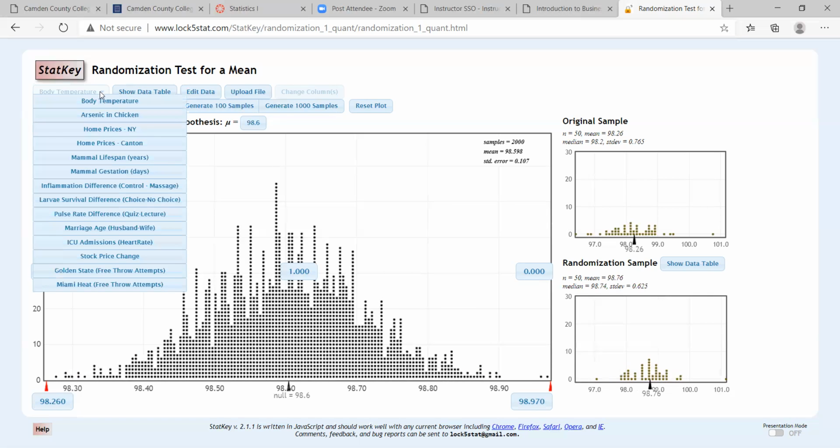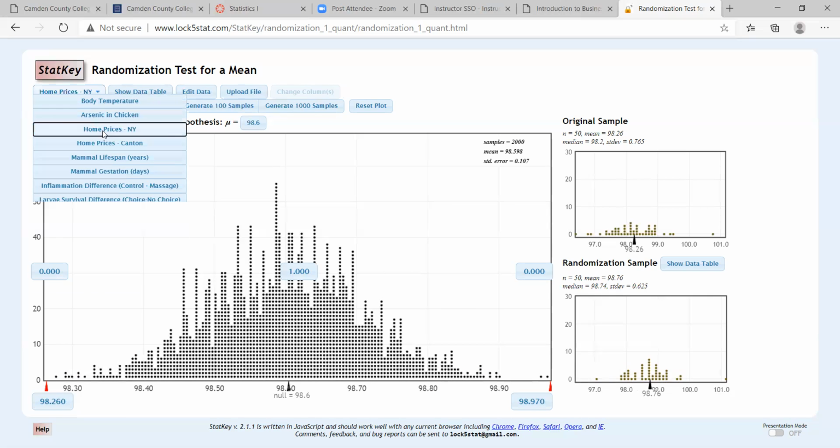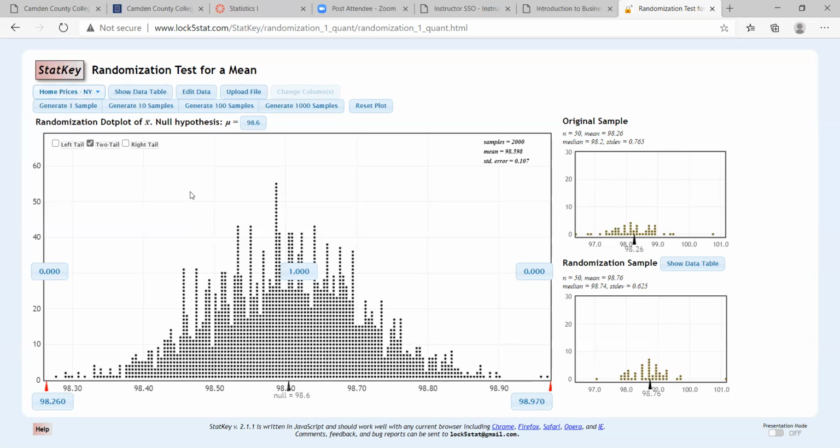Let's actually do another example. Let's pick another one. New York home prices.